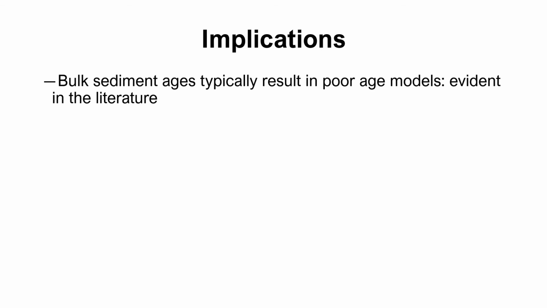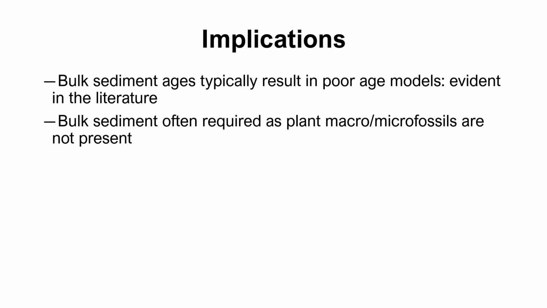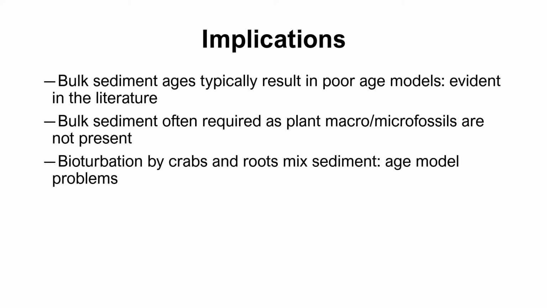So what are the implications of all of this? Creating our age models from bulk sediment ages typically results in poorer age models, and this is evident in the literature. But bulk sediment samples are used anyway because plant macrofossils or microfossils are not preserved. And we have bioturbation by crabs and by roots that mix the sediment and result in more age model problems.